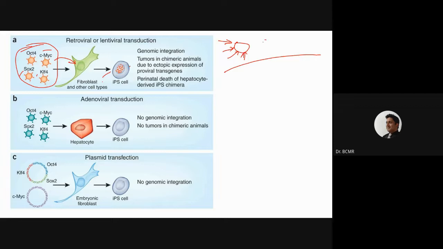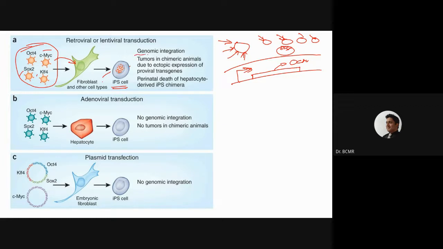Maybe they would have done it serially. Once OCT4 is transfected, and then c-MYC, and then SOX2, and then KLF4. So we finally may have a cell which is infected by all the vectors, OKSM. So in lentiviral and retroviral, the goal is that the genes get integrated into the genome and are overexpressed, because of which OCT4 or other genes could be expressed and then pluripotency might have happened.